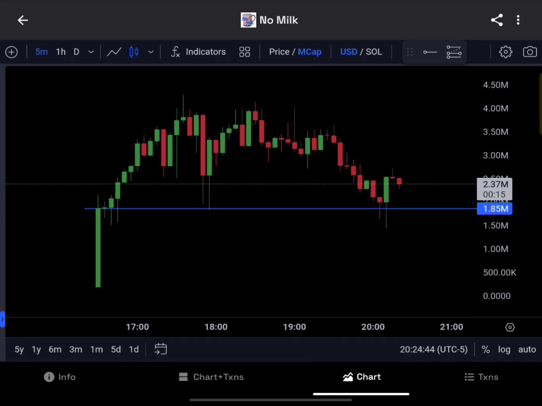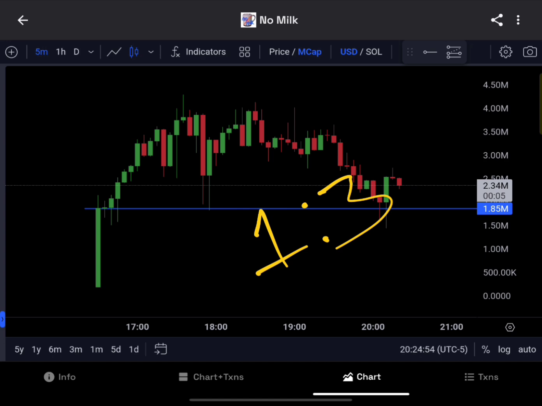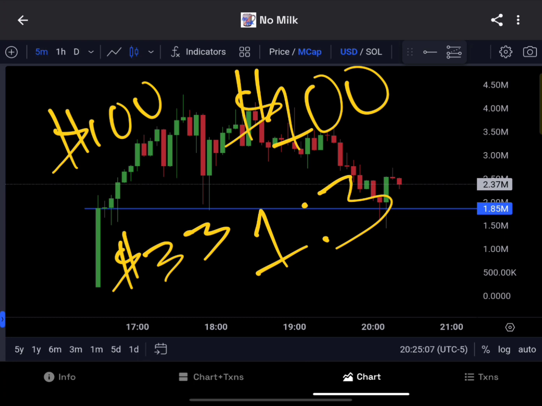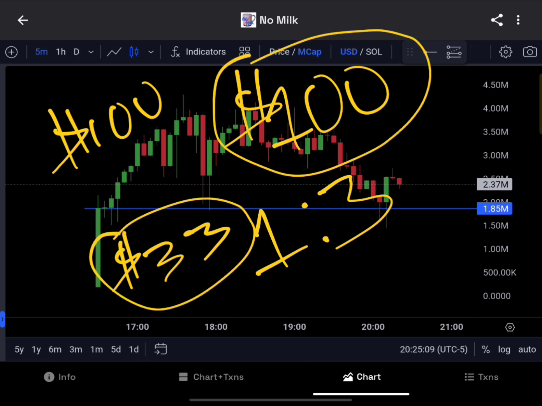So, my secret ratio is usually like a 1 to 3 ratio. What do I mean by that? My stop loss is usually, let's say I'm doing a $100 trade, $100. I'll probably risk maybe $33 and I'm trying to make $100 profit because I'm trying to 2x my money. So I'm risking 33 to make 100. That's what I mean by a 1 to 3.